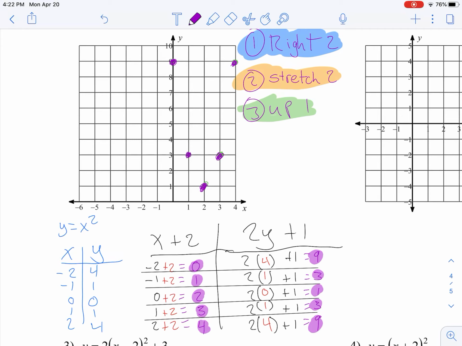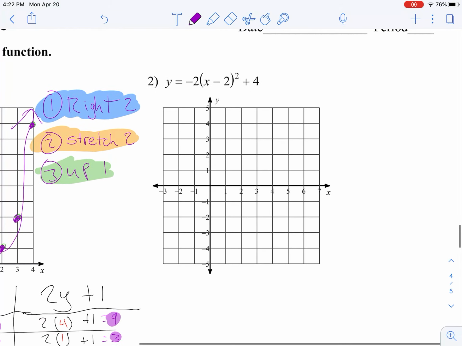So we got the same exact points, but instead of moving all of the points on the graph from the parent graph, we used the parent table and we transform them, we move them on a different table. And I personally think that's a little bit easier than trying to keep track of all of these points. There's my parabola. Not very nice, but there you have it.